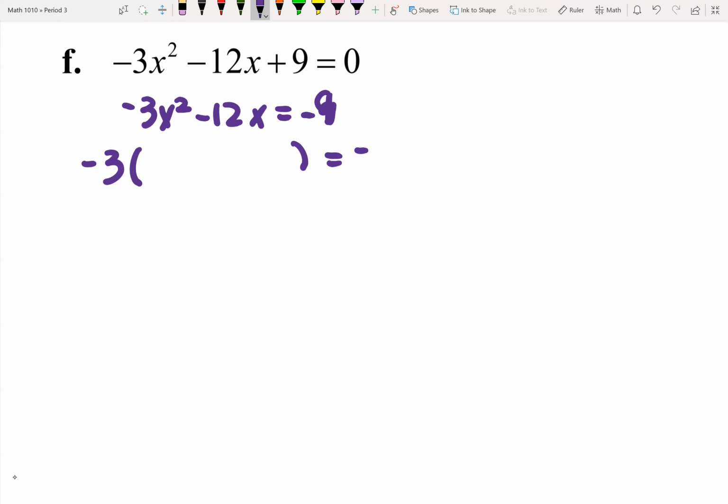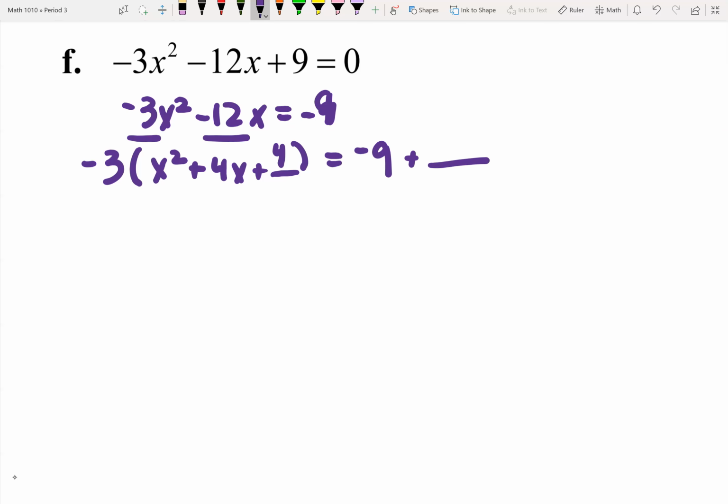Corinne, what's that going to do to these signs, this negative, negative? Positive, positive. Good. 3 divided by 3 is a 1, x squared. 12 divided by 3 is a 4x plus blank. Kensley, what do I do? And get? I'm going to get a 4. 4 divided by 2 is a 2. 2 to the second is a 4. Okay?